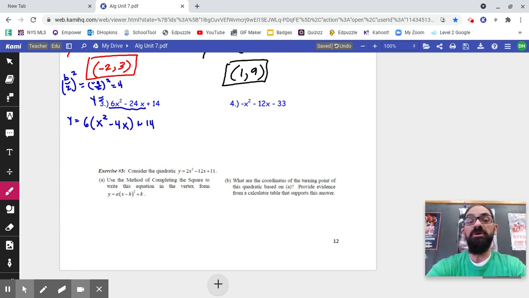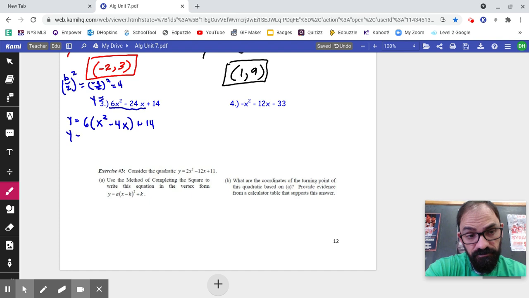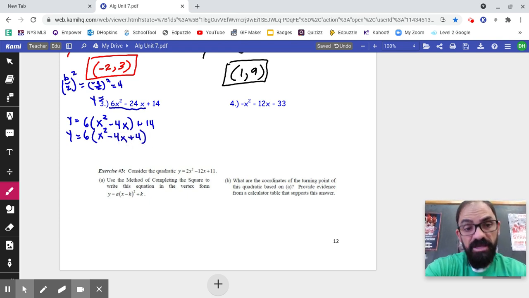So I want to add 4 and subtract 4 on a normal quadratic. However, I'm not just adding 4. Inside parentheses here, if I was to distribute this 6 times 4 is 24. I'm technically adding 24. So if I add 24 to an equation, I need to subtract 24. And then I bring the 14 down.